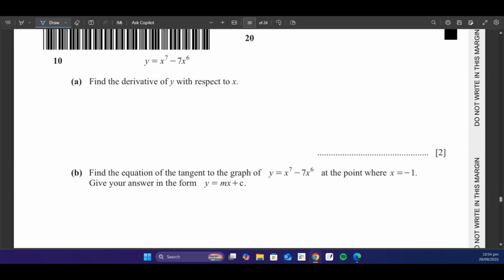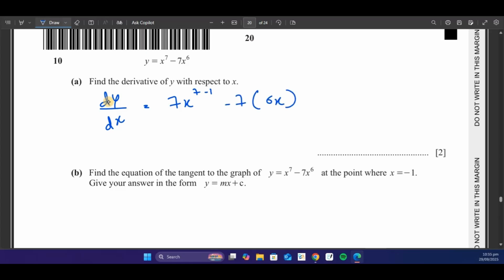Alright, question number 10. Find the derivative of y with respect to x. Let's do some differentiation. So dy over dx is equal to 7x^(7-1) minus 7·6x^(6-1). Make sense? Because for 7, we subtract 1 from the power and bring the power down, and we do the same again. So that gives us 7x^6 minus 7 into 6, that would give us 42x^5, and that is our final answer.